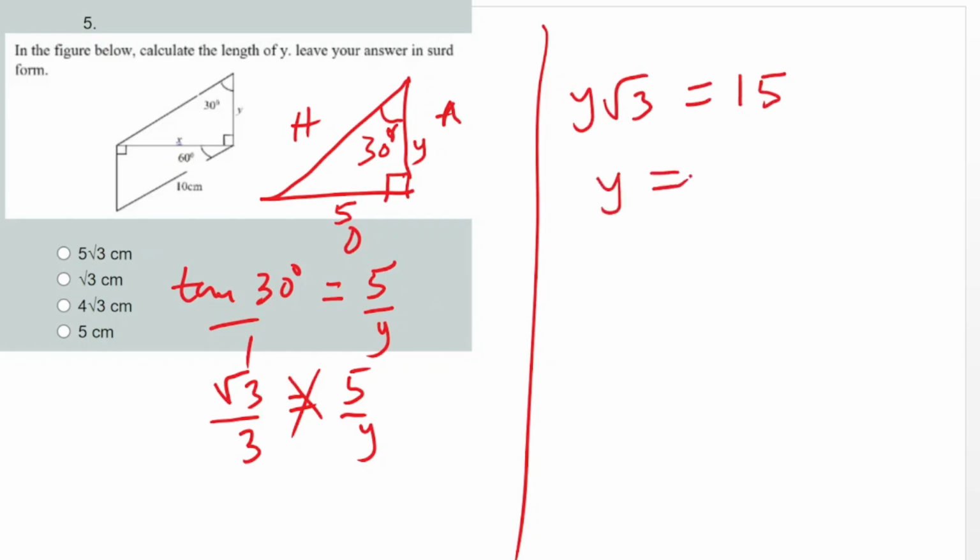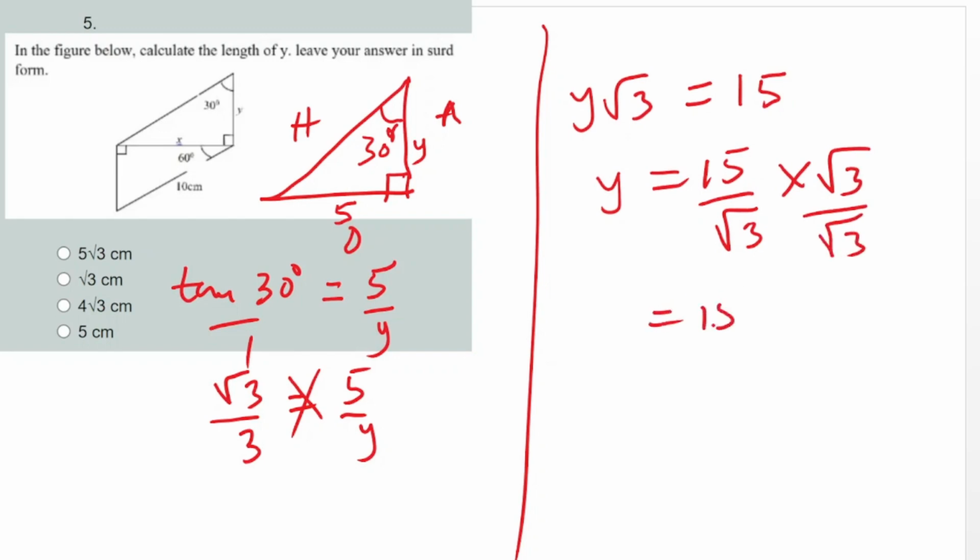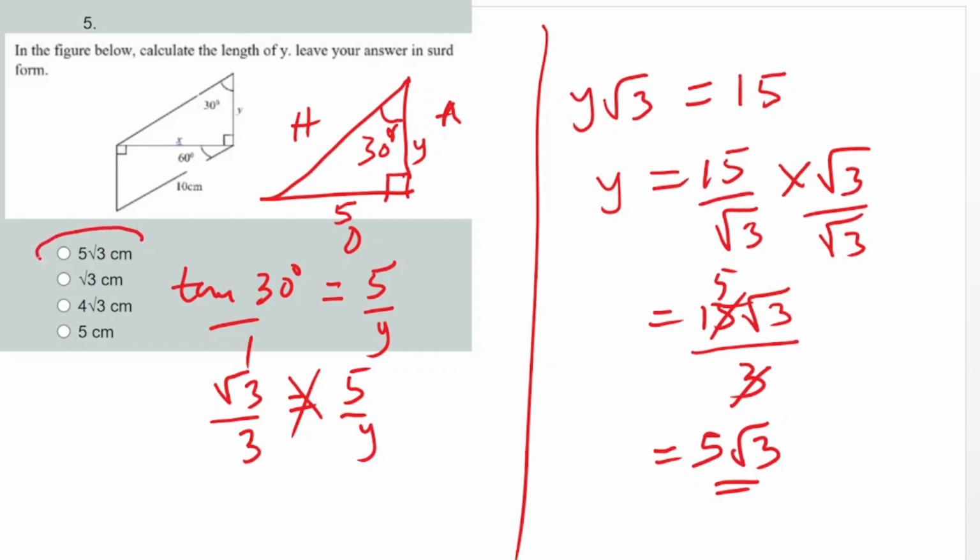Therefore, y equals 15 divided by root 3. We can't leave the answer like this. We have to rationalize, so multiply by root 3 over root 3. That means we have 15 root 3 all over 3. So 3 divided by 3 is 1, and 15 divided by 3 is 5. So the answer will then be 5 root 3. I hope this is very clear. So that is option A. You can see that it's very straightforward. It's easy, but you should practice more questions to understand it.